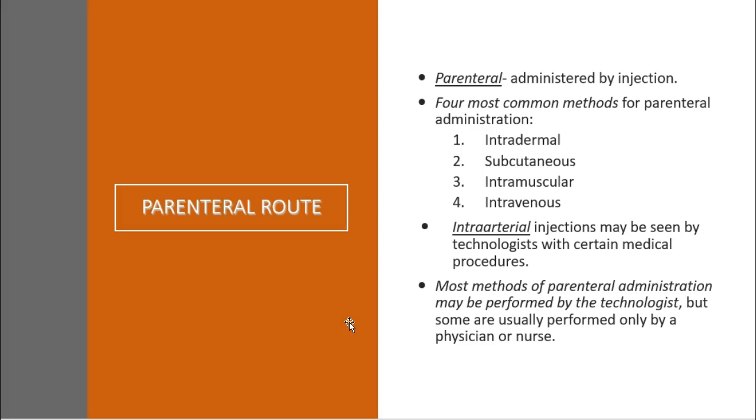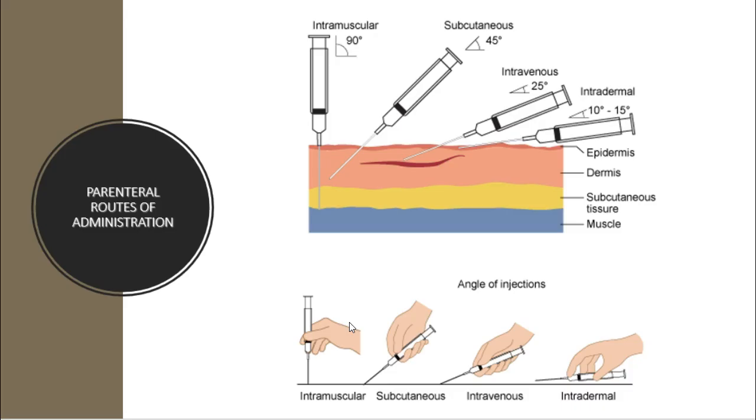Parenteral. So it's administered by injection. The four most common methods for parenteral administration are intradermal, subcutaneous, intramuscular, and intravenous. Intra-arterial injections may be seen by technologists for certain medical procedures, so we'll do that in the cath lab or in IR. And it's usually performed by a physician. We will not use an arterial stick.